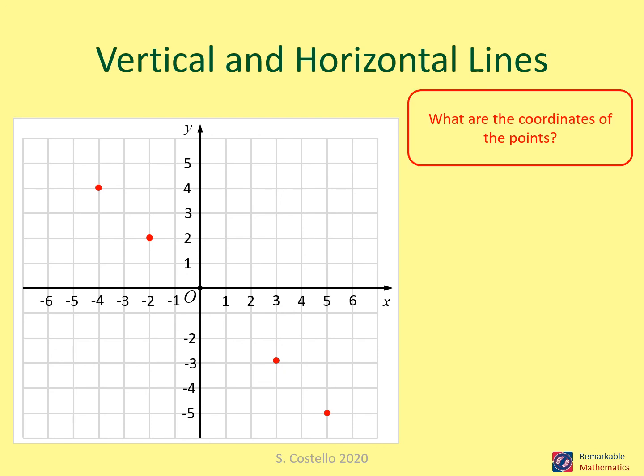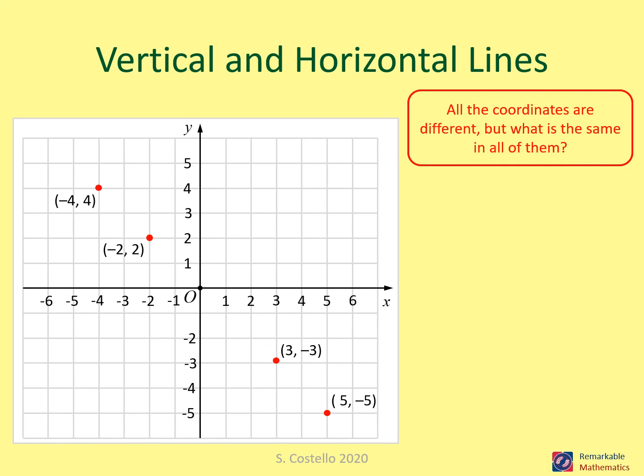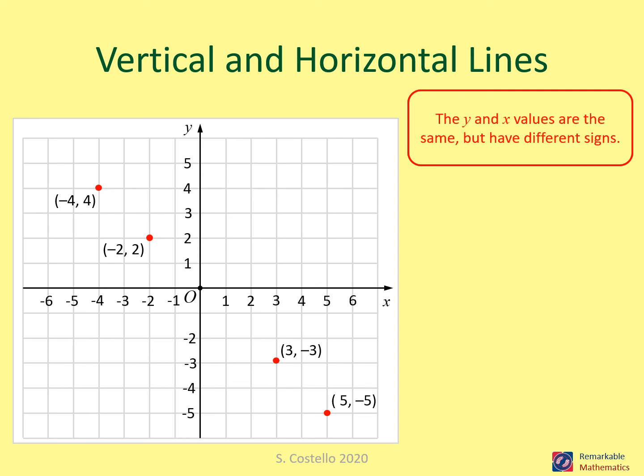What about these points? -4, 4, -2, 2, 3, -3, and 5, -5. All the coordinates are different, again, but what is the same in all of them? How could you describe each of these sets of coordinates? What have they got in common? The y and the x values are the same, but they have different signs.